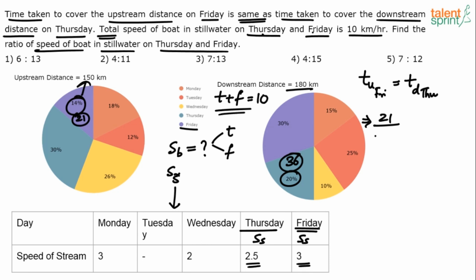Okay. Now, so what do we have to do? Upstream speed on Friday. What is upstream speed? Speed of the boat minus speed of the stream. So the speed of the boat on Friday is F minus the speed of the stream. Speed of the stream on Friday is 3. So F minus 3.